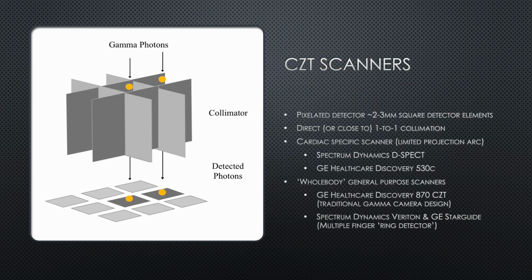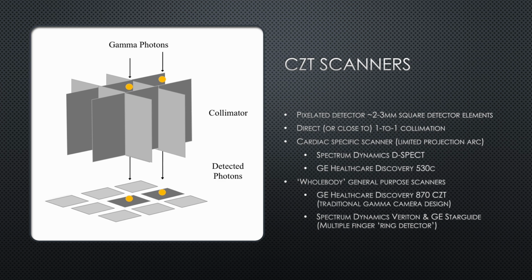To go from a detector to a scanner, the whole field of view of the system is made up of 2 to 3 millimeter detector elements to create a pixelated detector. And often we have one-to-one collimation, so that the photons pass through the collimator to directly hit the detector below, as we are showing in the figure on the left. Because of the cost of these detectors, initial scanners were organ-specific.